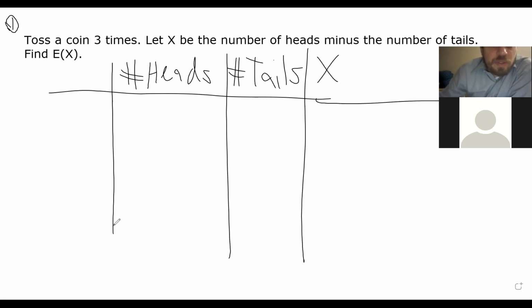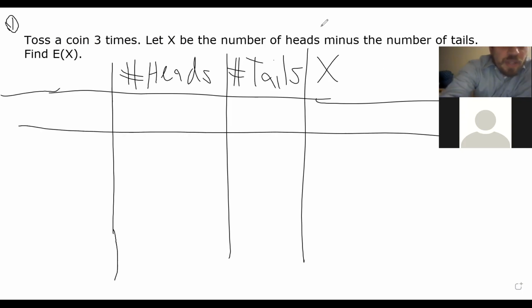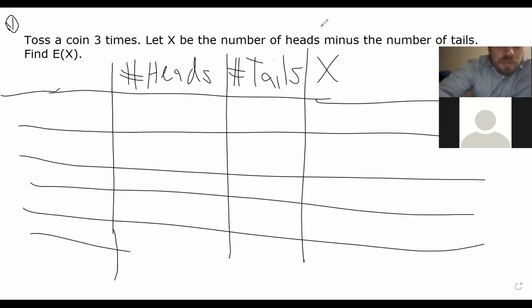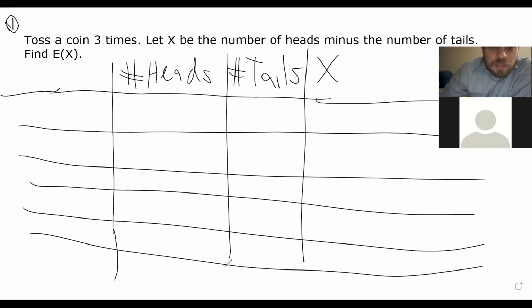And so if you toss a coin 3 times, there are eight ways that could happen: 2 times 2 times 2, which is 8. So there's 8 possibilities. For each of those possibilities, you have a corresponding number of heads, number of tails, and value of X. So we want in this table just the values of those things for all 8 possibilities.